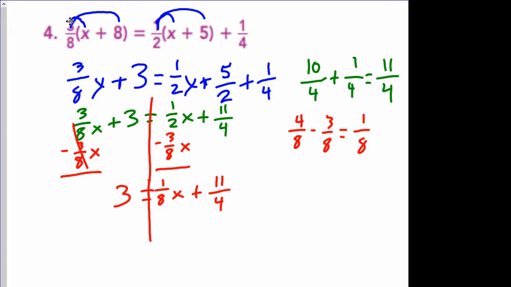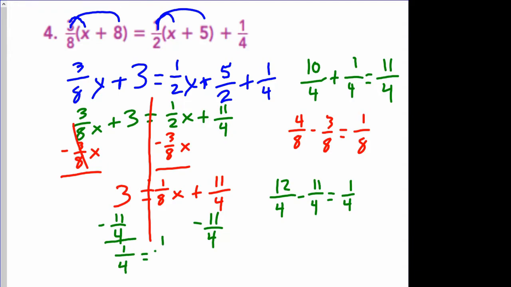All right, now I need to get this 11/4 to the other side. So I need to subtract 11/4 from both sides. So I have 3 minus 11/4. Well, 3 is the same thing as 3 over 1. And 3 over 1 times 4 gives me 12 over 4 minus 11 over 4. And I end up with 1/4. So I have 1/4 equals 1/8 x. And I'm almost done, except that I need not 1/8 x, but I need 1x.